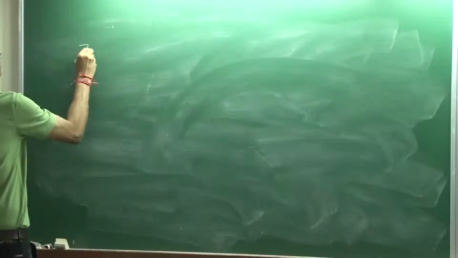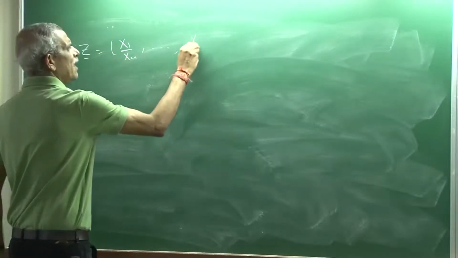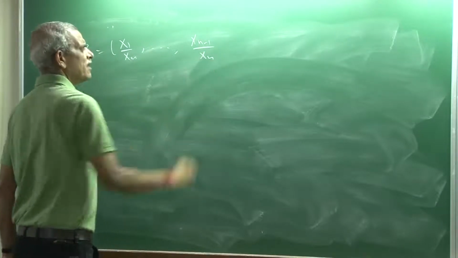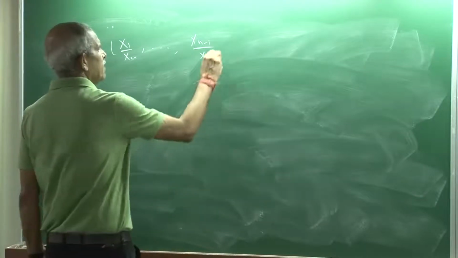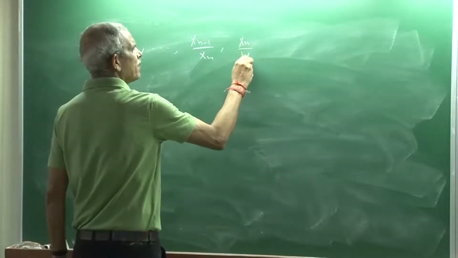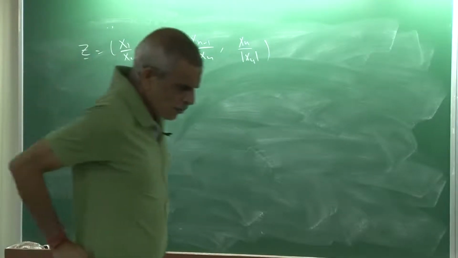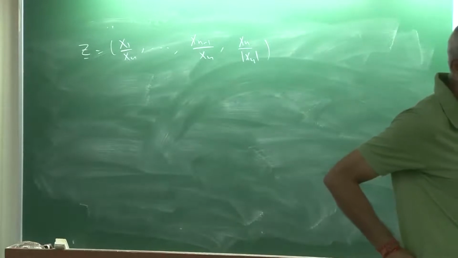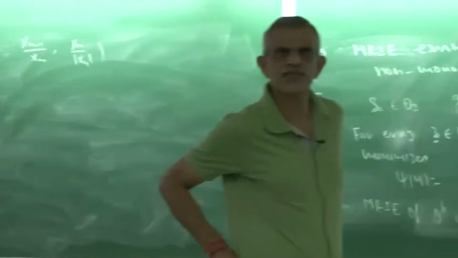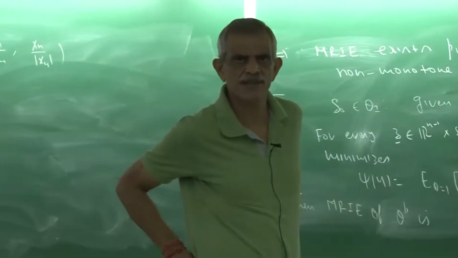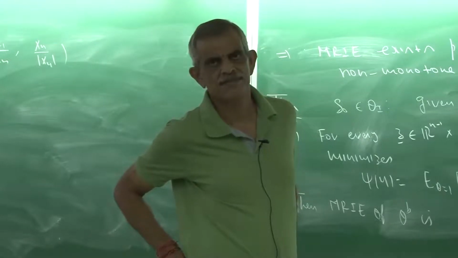So my Z was x1 upon xn, xn minus 1 upon xn, and xn upon mod of xn. Now note that what we have seen is if we apply the transformation Cx1, Cx2, Cxn, I again remain in the same family except that theta gets replaced by C theta.